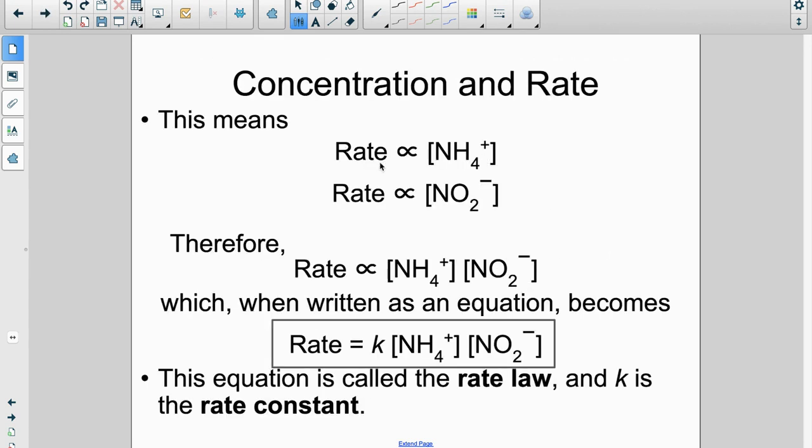So we see that the rate is proportional to the NH4 plus concentration. The rate is directly proportional to the NO2 minus concentration. So the rate is proportional to these 2 things. When we write this as an equation, we have to put in this proportionality constant K, the rate constant, to make this an equality, and this is the rate law. K is called the rate constant. K will be constant at constant temperature.